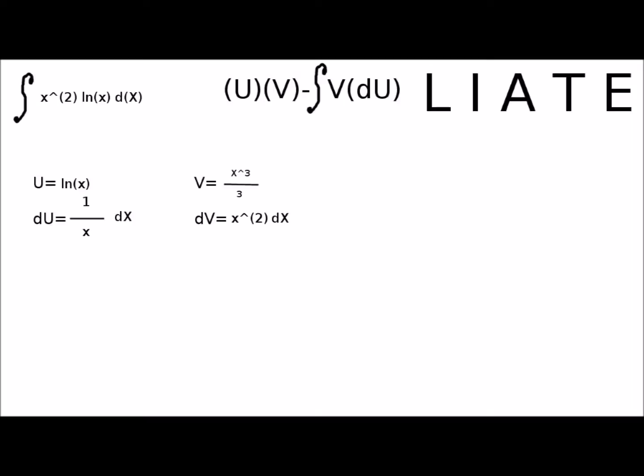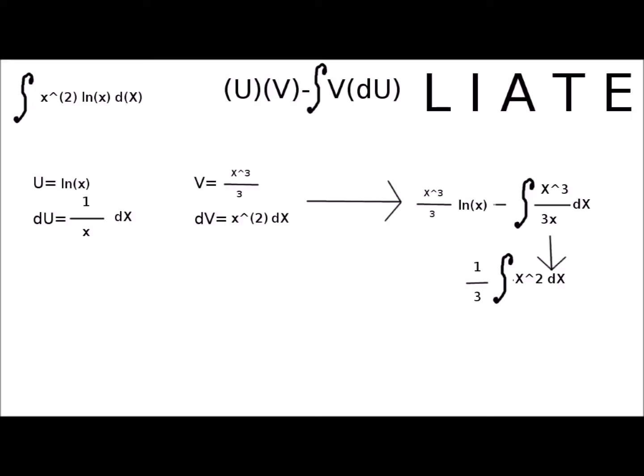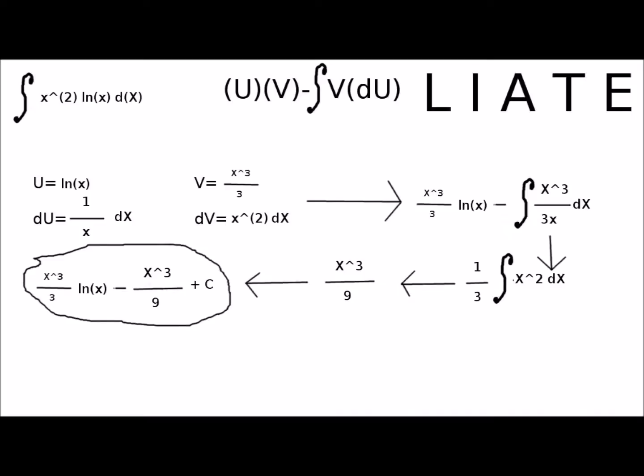Now we'll fill in the blocks. And now we'll plug and play in the equation, and get x cubed over 3 times ln of x minus the integral of x cubed over 3x. We're going to clean it up by pulling out the 1/3, and we are left with x squared. We'll integrate it and multiply it by 1/3 and get x cubed over 9. And now we'll end up with x cubed over 3 times the ln of x minus x cubed over 9 plus c.